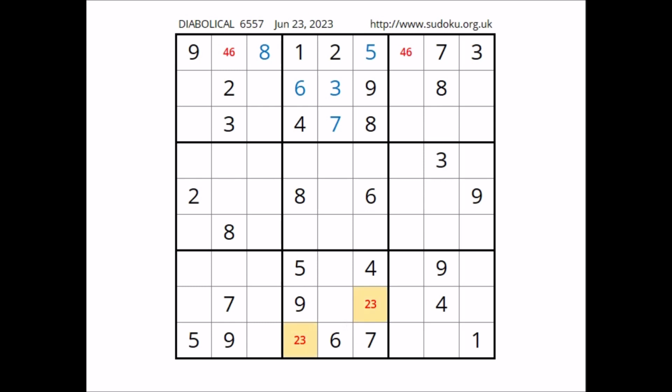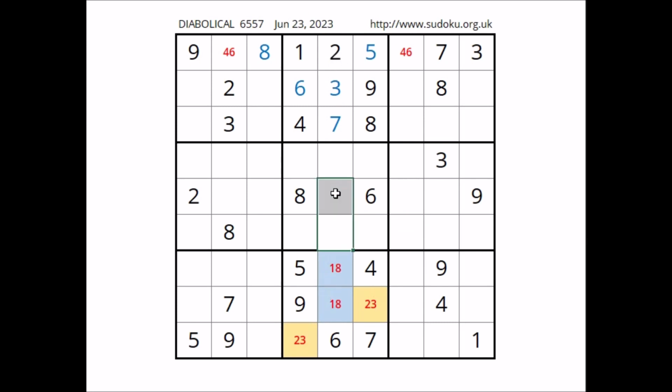Okay, now in this sector 2 numbers are missing. Look, in these 2 places have 2 other numbers, 1 and 8. Okay, 1 and 8 in these 2 places. 1 and 8 here, 1 and 8 here. So we have a matching pair in this column.